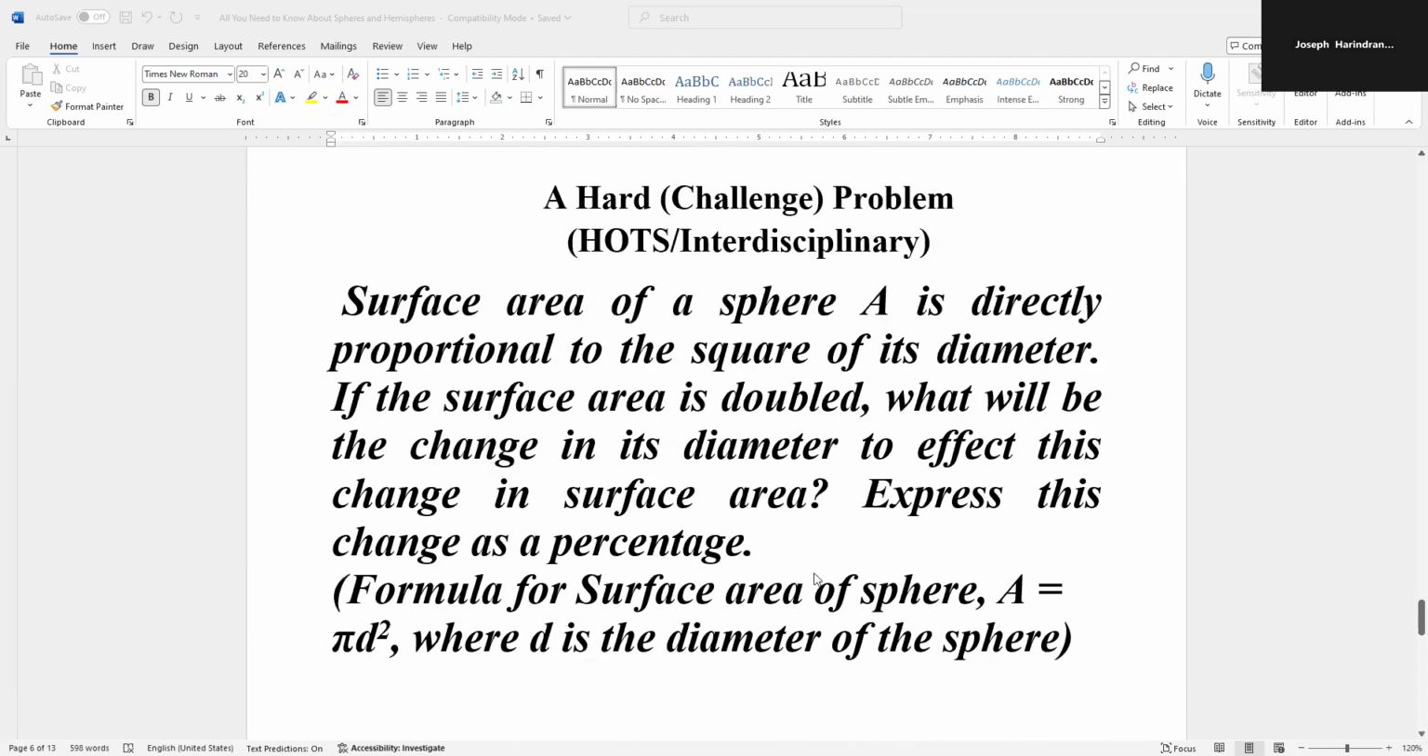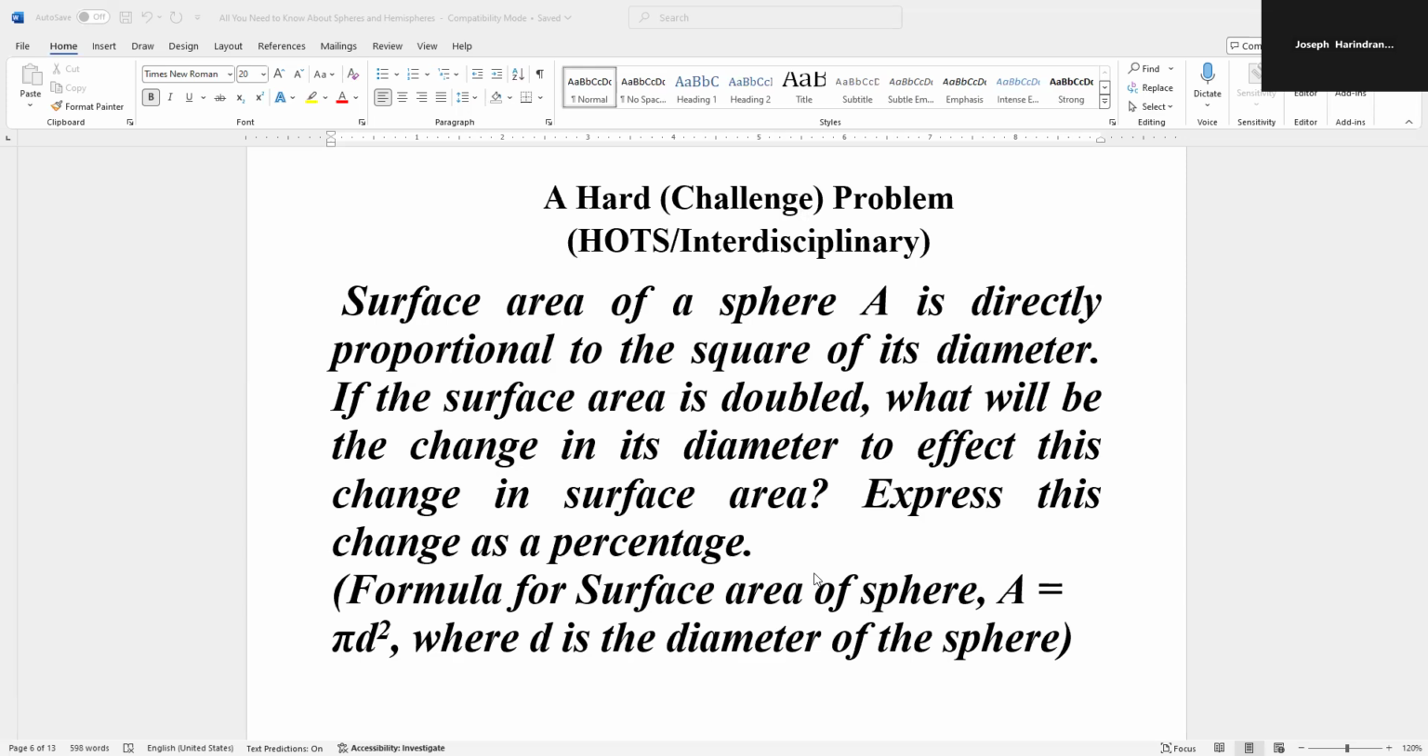We are going to see a hard challenge problem, which is the HOTS interdisciplinary question. The surface area of a sphere, which is given by capital A, is directly proportional to the square of its diameter. If the surface area is doubled, what will be the change in its diameter to affect this change in surface area?